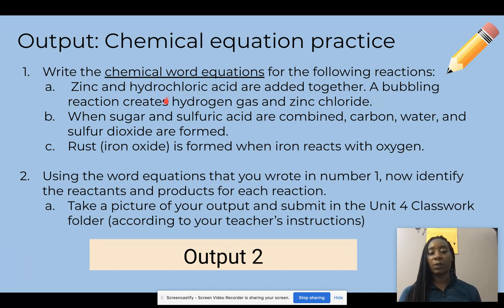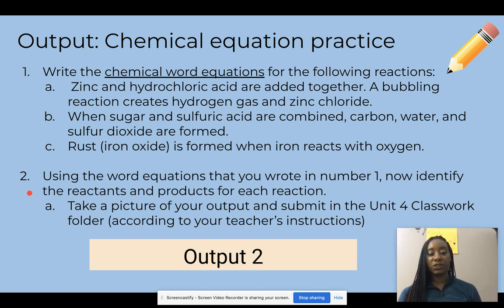So I should see the words hydrogen gas on your paper. I should see zinc chloride. But for this and here, I should see a plus sign. Go ahead and practice the same thing with B and C. You may need to collaborate with a friend or check in with your teacher, and you're highly encouraged to do that for this output because it's taking it just a little bit further. So if you want to double check your chemical equation, feel free to collaborate at this step.